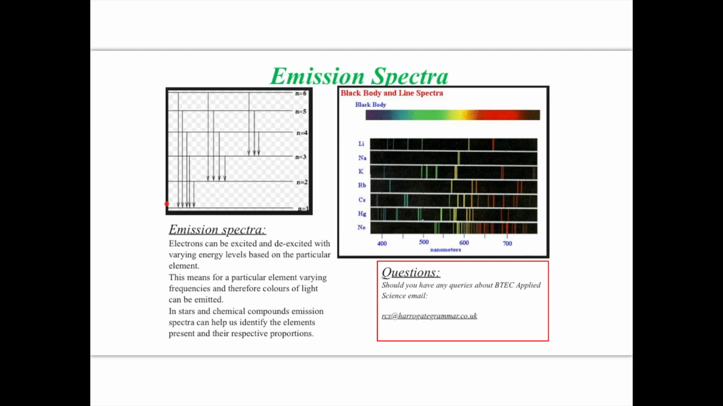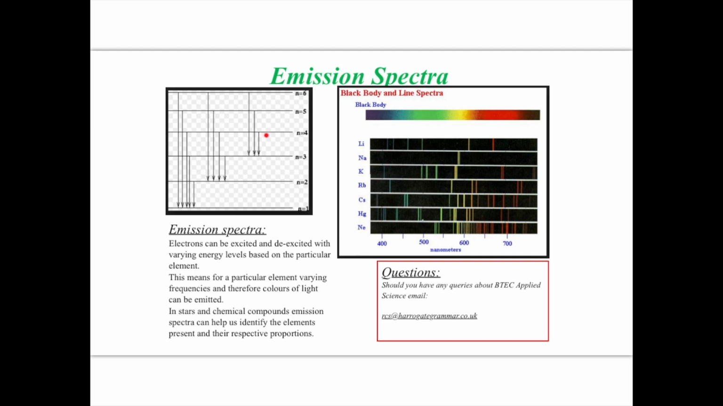So you can see here, this is the first electron shell, n equals 1. Then we've got n equals 2, n equals 3, and so on. And each line here represents a different energy level or electron shell within an atom. So electrons can be excited and de-excited with varying energy levels based on the particular element. So each element has different values corresponding to these different energy levels. This means for a particular element, varying frequencies and therefore colours of light can be emitted.